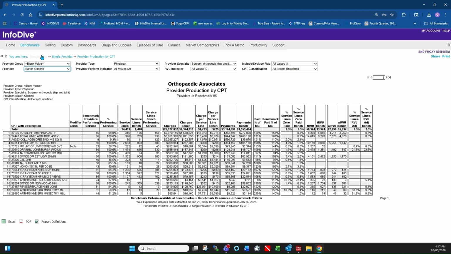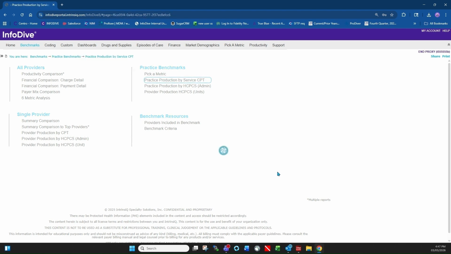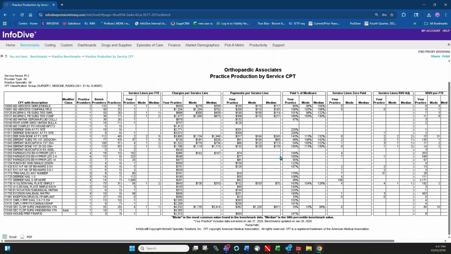One more report that I want to show you in here is going to be the practice benchmarks. And we're going to look at the practice production by service CPT. Now, this is similar in field to the last report we just looked at, except this is going to be the practice as a whole instead of just the specific provider.